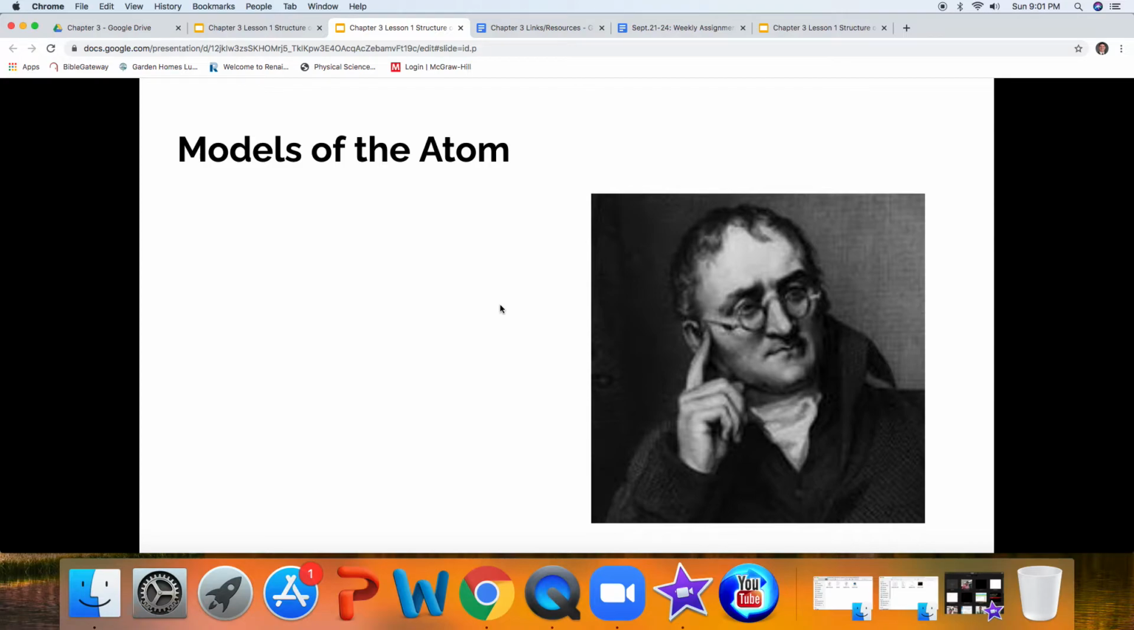Models of the atom, on page 74. Models are often used for things that are too small or too large to be observed, or that are too difficult to be understood easily. One way to make a model is to make a smaller version of something large.